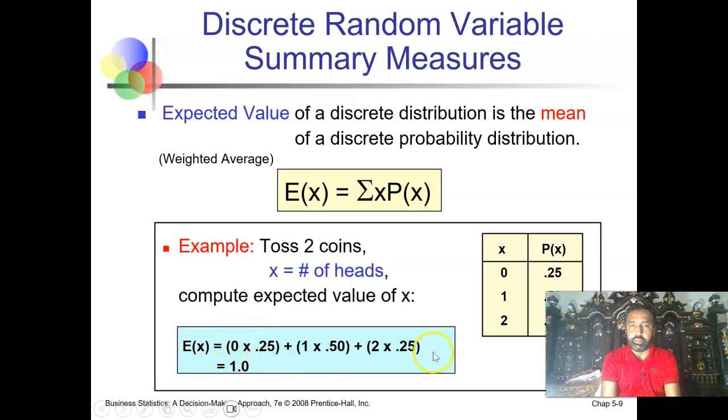So 1 is the expected number of heads if we toss 2 coins, or if we toss a coin 2 times. So this is how we find out the expected value of a discrete probability distribution.